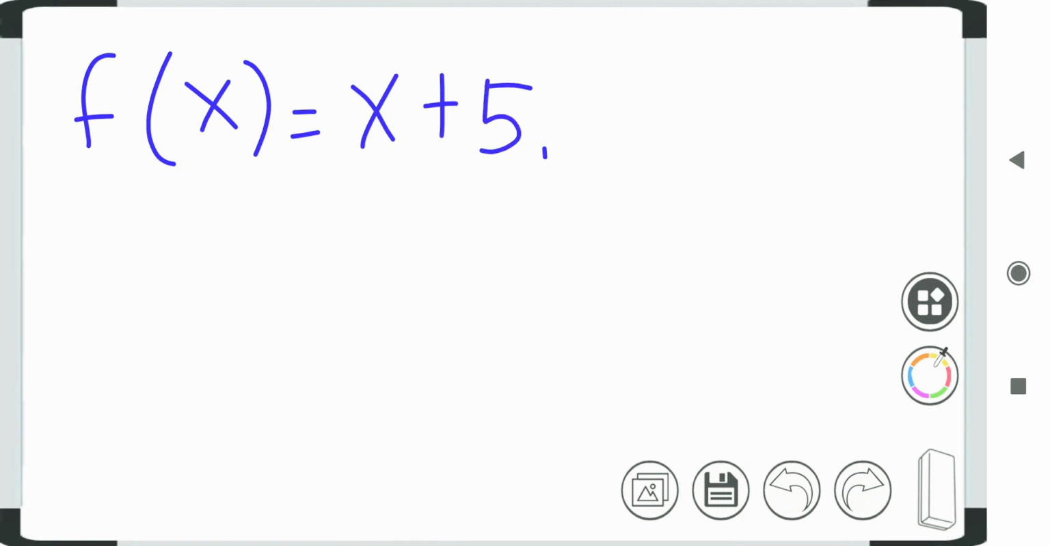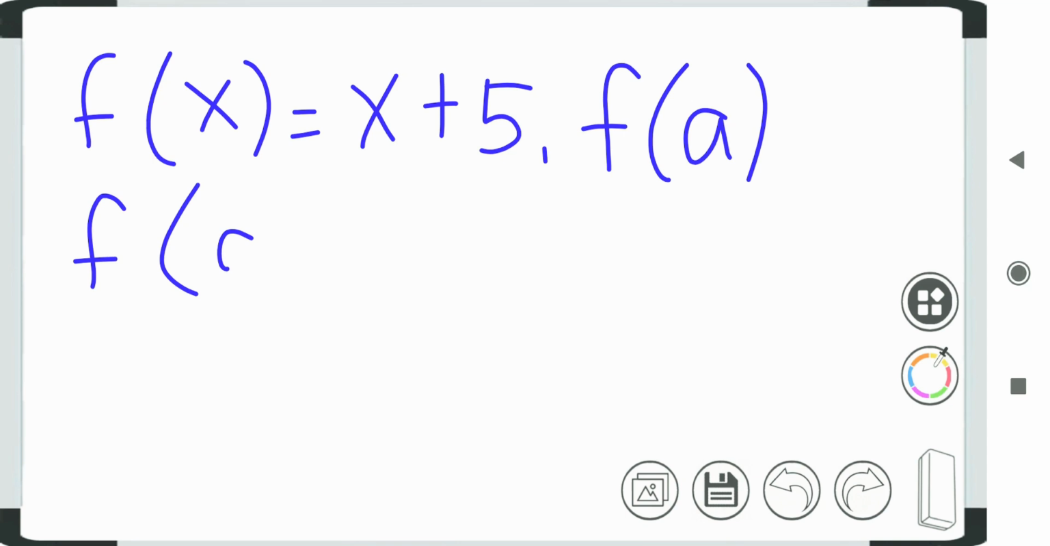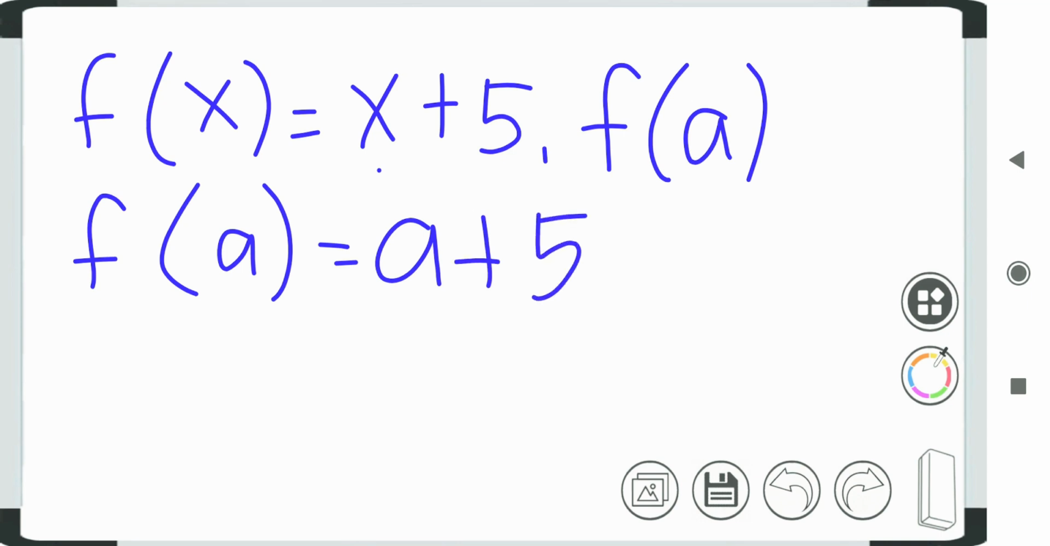Next, we have again f of x equals x plus 5. Then we're going to find f of a. This simply means we substitute x with a. So substitute x with a. That's a plus 5. We can no longer simplify this. Thus, our answer is a plus 5.